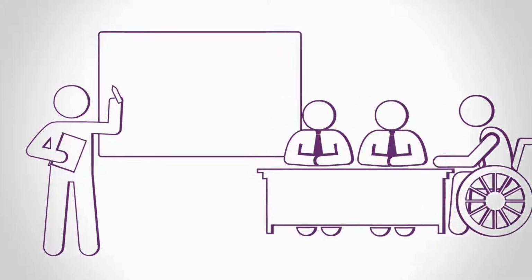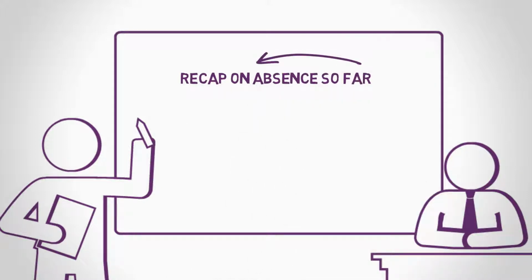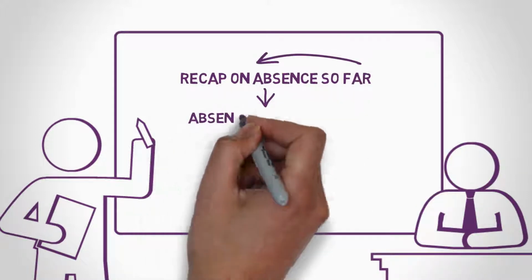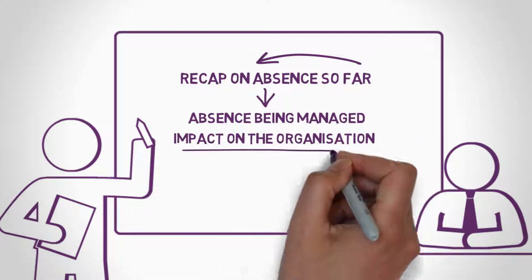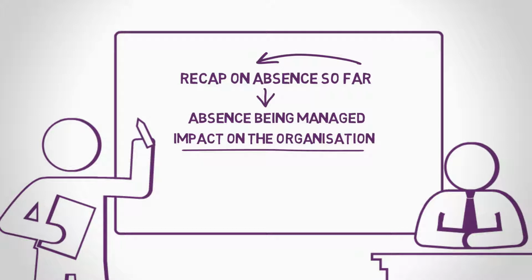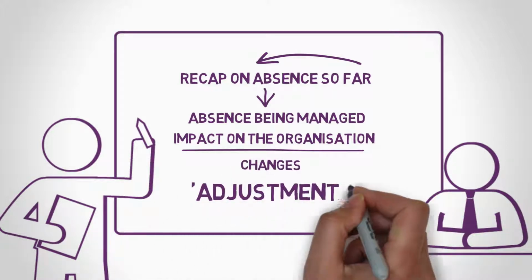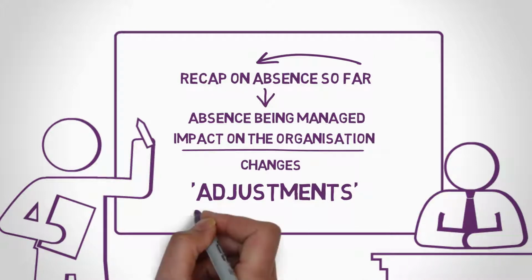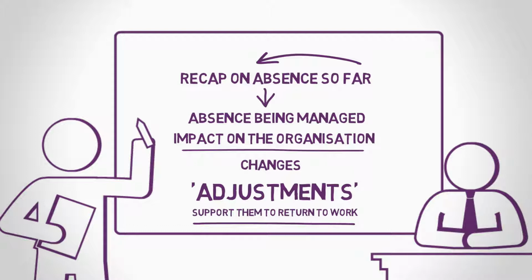But at each meeting, make sure you look backwards to recap on the absence so far and explain how their absence from their role is being managed and the impact their absence is having on the organisation. And look forwards to identify whether there are any changes, often called adjustments, to the employee's role or way of working that will support them to return to work.